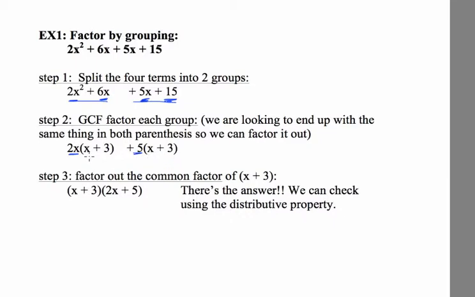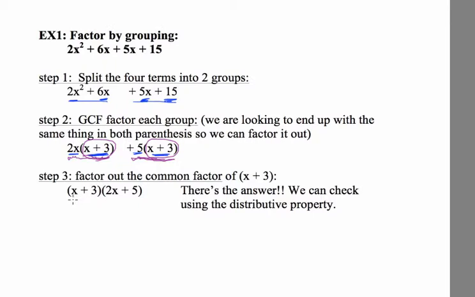With factoring by grouping, most of the problems will be set up so that you end up with the same thing in the parentheses. So step 3 is you kind of think of it like you have two terms here. This is the first term, and this is the second term. What's in common between those two terms? Well, the x plus 3 is in common, so I'm going to GCF that out. I'm going to factor that out and put it out front.